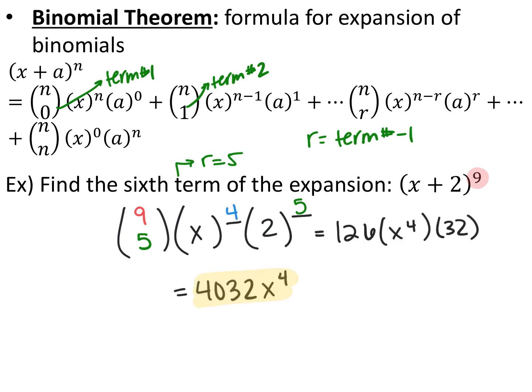So if I plug it in the calculator, 9 choose 5 is 126, x to the 4th is just x to the 4th, and then 2 to the 5th is 32. Multiply everything together, I end up with 4,032 x to the 4th. So a key piece to remember is that your r value is always 1 less than whatever your term number is, because you start at term number 1 with r being 0.